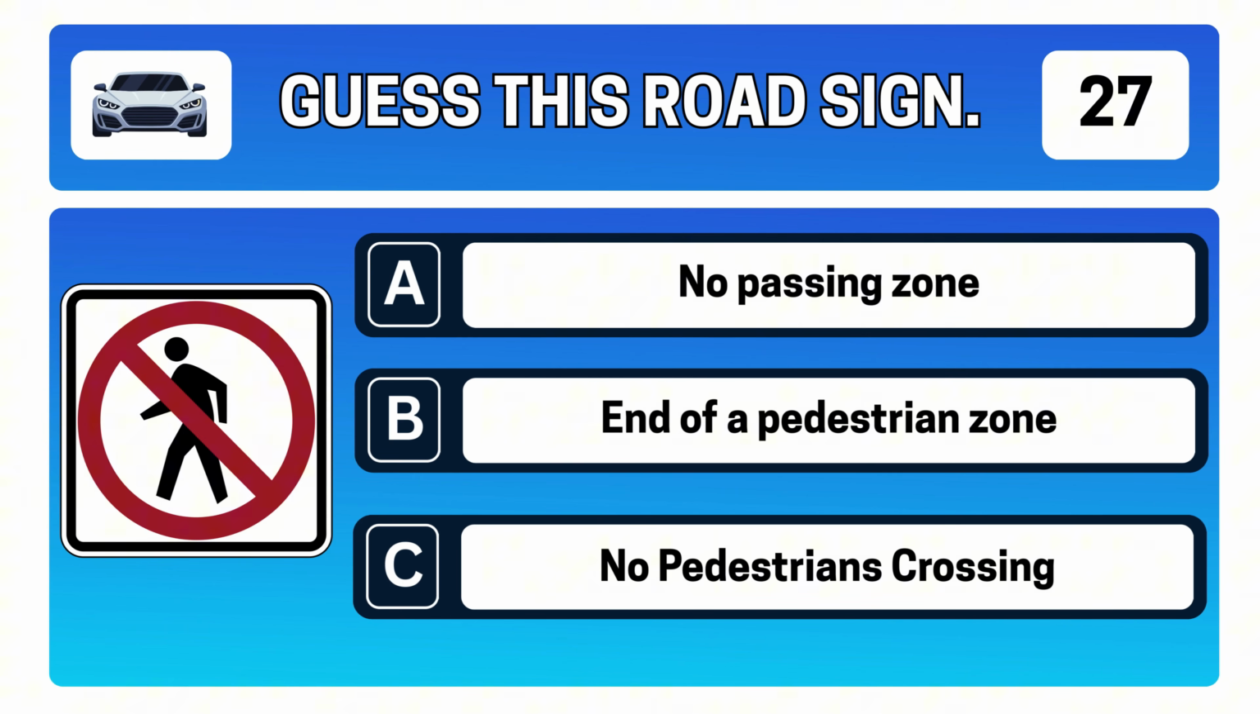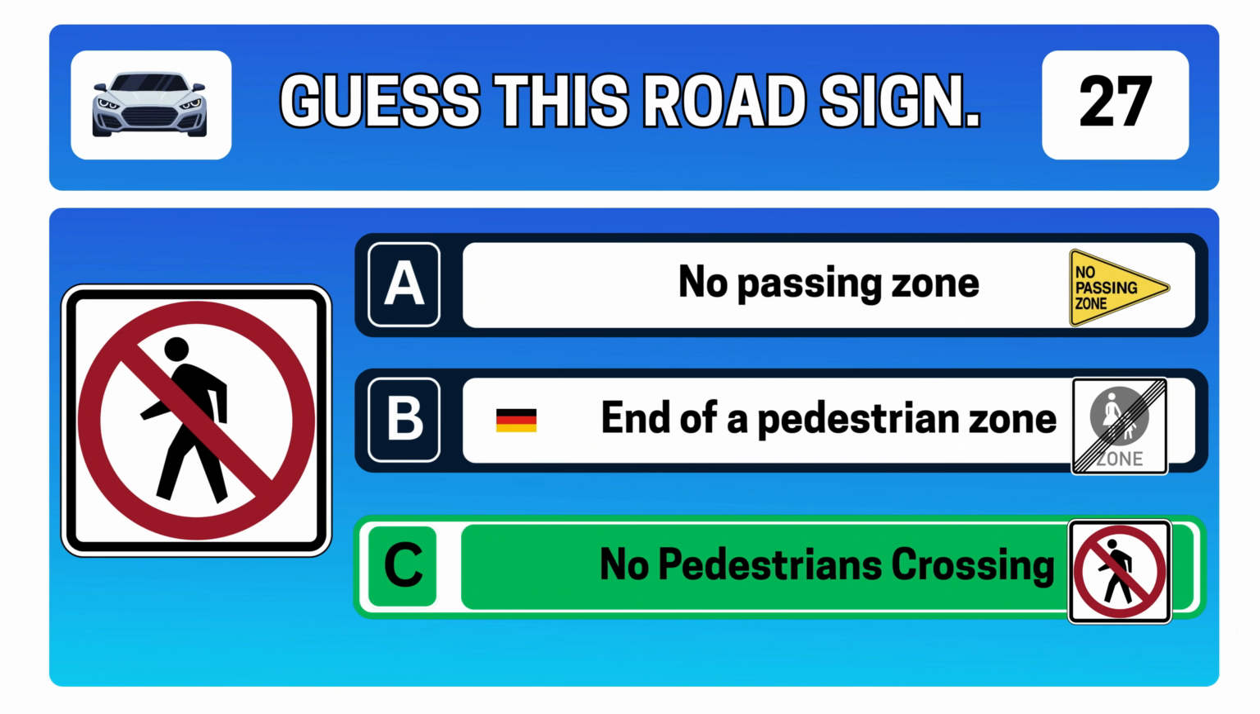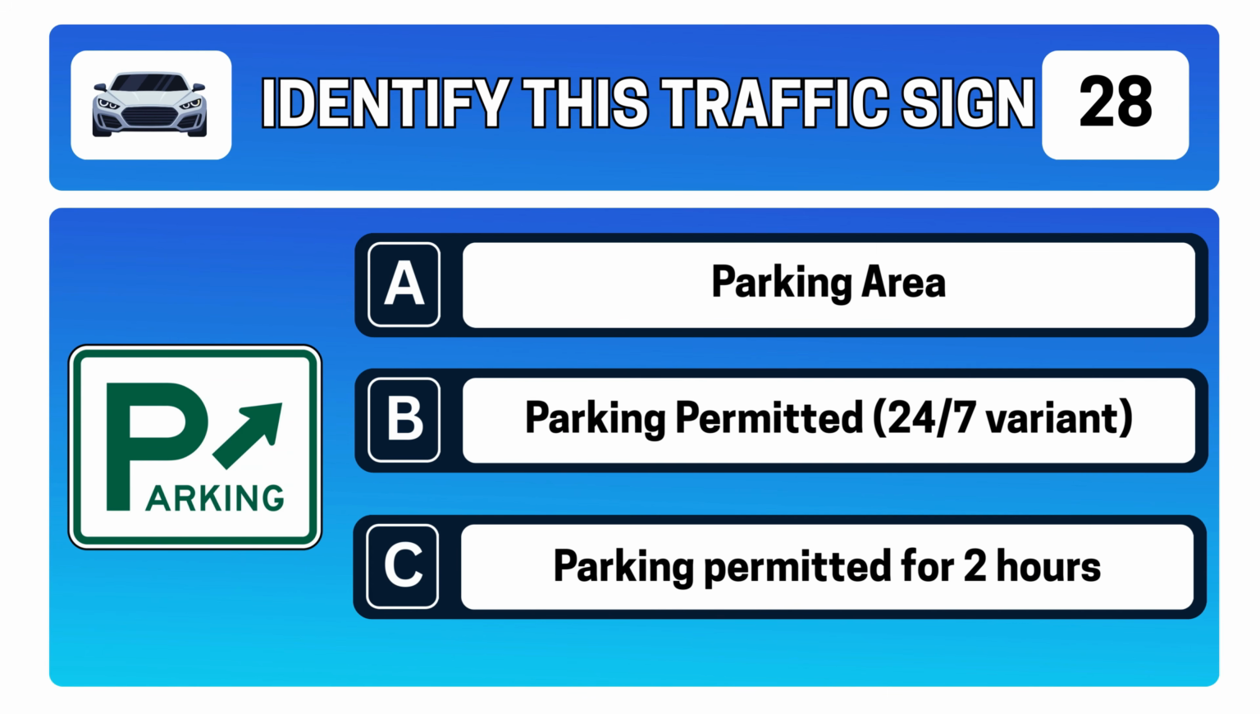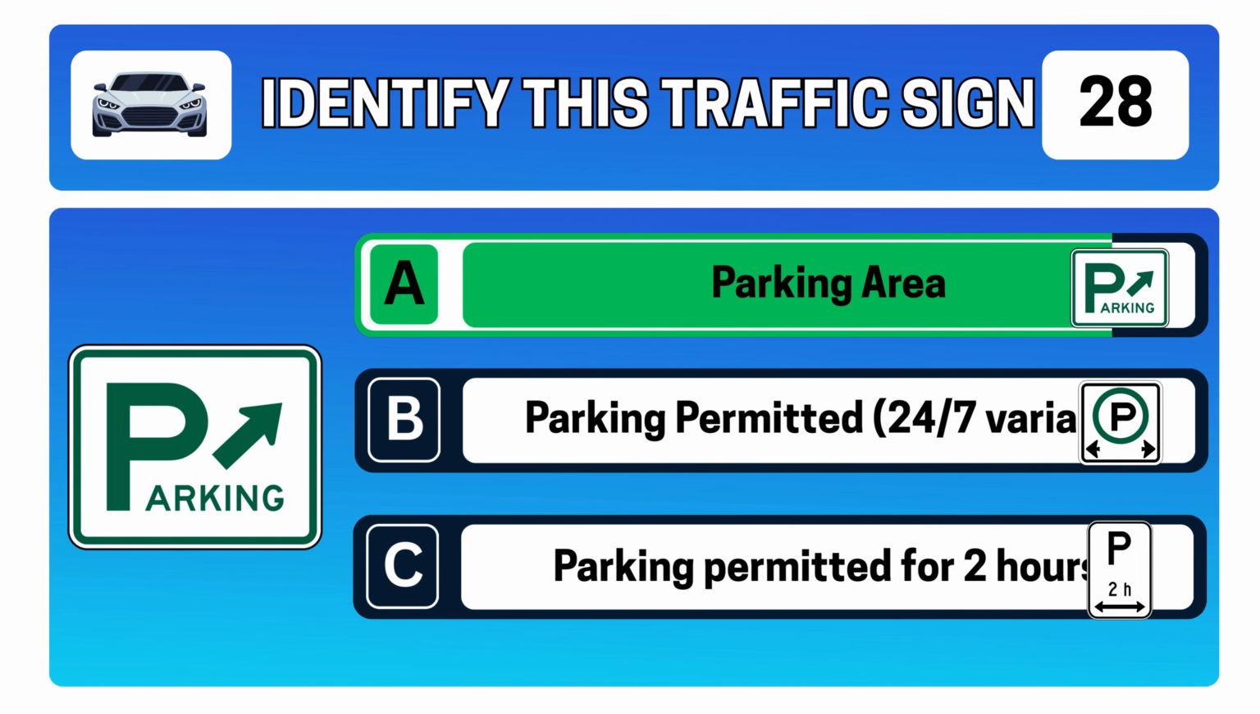Guess this road sign. Right. It is the no pedestrians crossing sign. Identify this traffic sign. Well spotted. It is the parking area sign.